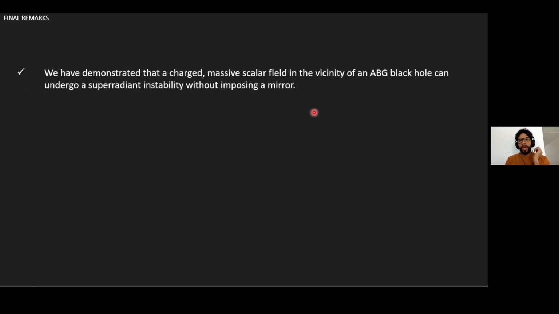Now, let me finish my presentation with some final remarks. We have demonstrated that on ABG spacetime, superradiance and quasibound states coexist in the same region of the parameter space, which means that we may have superradiant instability on ABG spacetime without imposing a surrounding mirror, which is different to the asymptotically flat case.